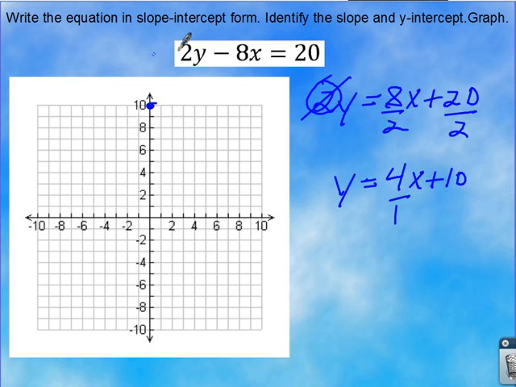Rise 4, run 1. I don't have room, so let's make them both negative. Negative divided by negative is also positive. Down 4, left 1, down 4, left 1, down 4, left 1. Is that going to cross right there? Yeah, same line.